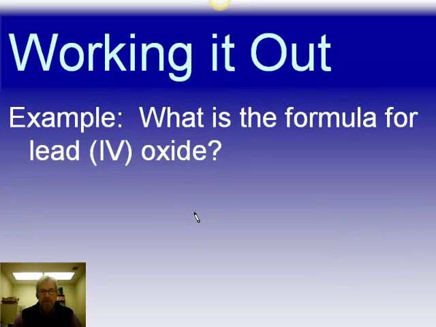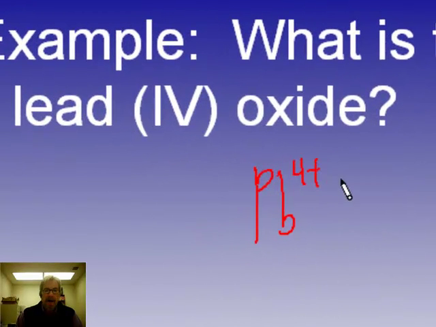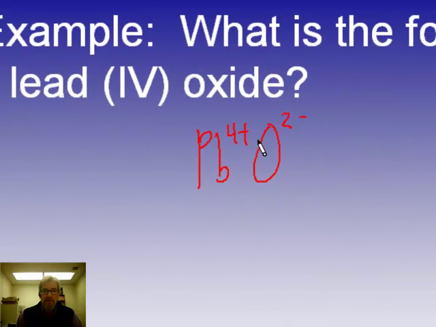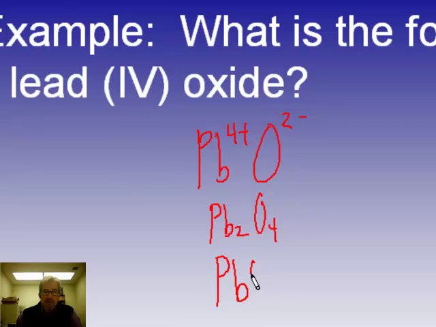Lead 4 means 4+ charge. Oxide, well, that's oxygen. Oxygen's in the 6th column and they make 2- ions. So when I do charge swap, the lead gets a 2, the oxygen gets a 4. Now in an ionic compound, when I have subscripts like this that could be reduced to lower terms, I always should do that. So instead of Pb2O4, I'm going to write PbO2, and that's my formula.